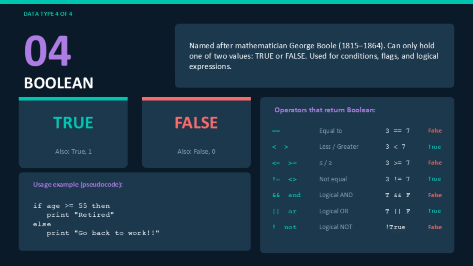As shown in the pseudocode here, if a person's age is 55 or above, the program prints "retired." Otherwise, it prints "go back to work." That's the power of Boolean. It controls the flow of a program based on true or false conditions.